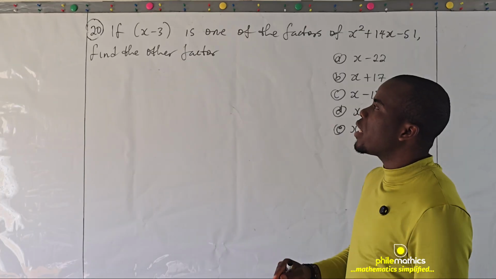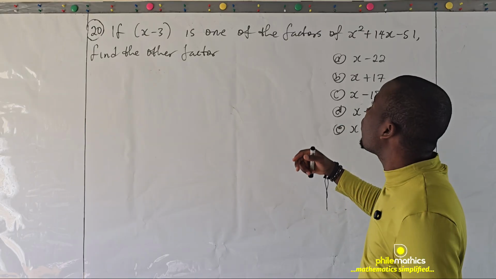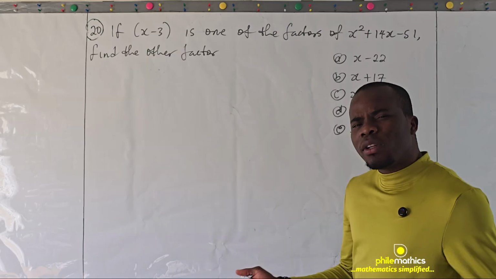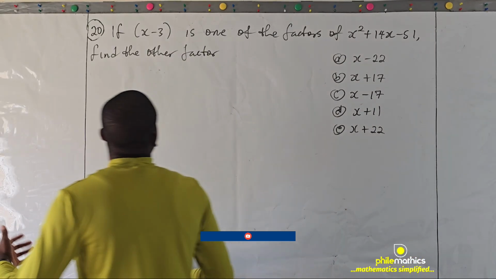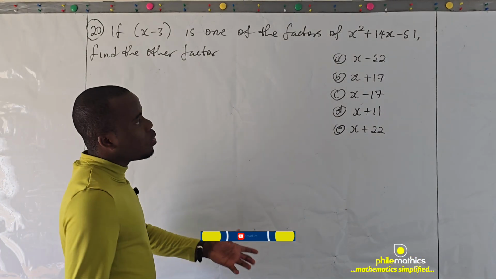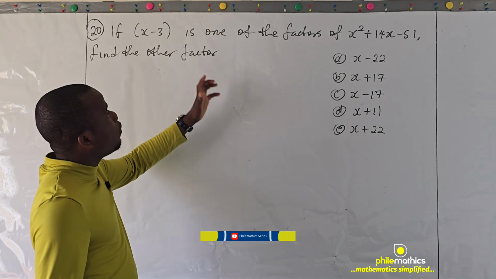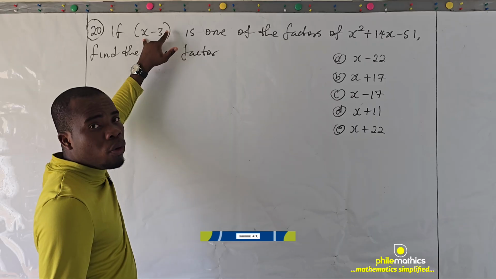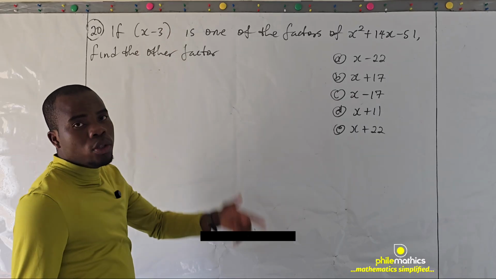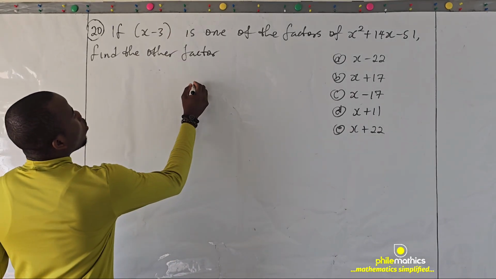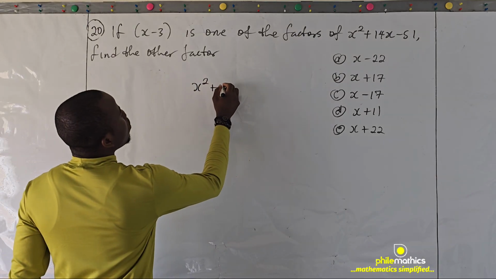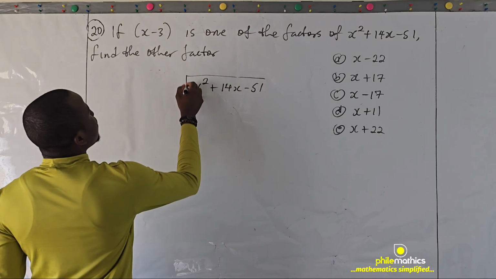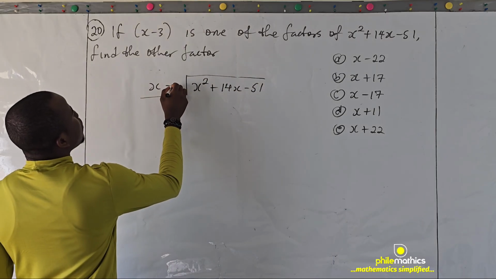If x minus 3 is one of the factors of x squared plus 14x minus 51, find the other factor. So what we do here is use long division. Since we know what one factor is, if we divide this dividend by this divisor, we'll get what the other factor is. So x squared plus 14x minus 51, we divide this by x minus 3.